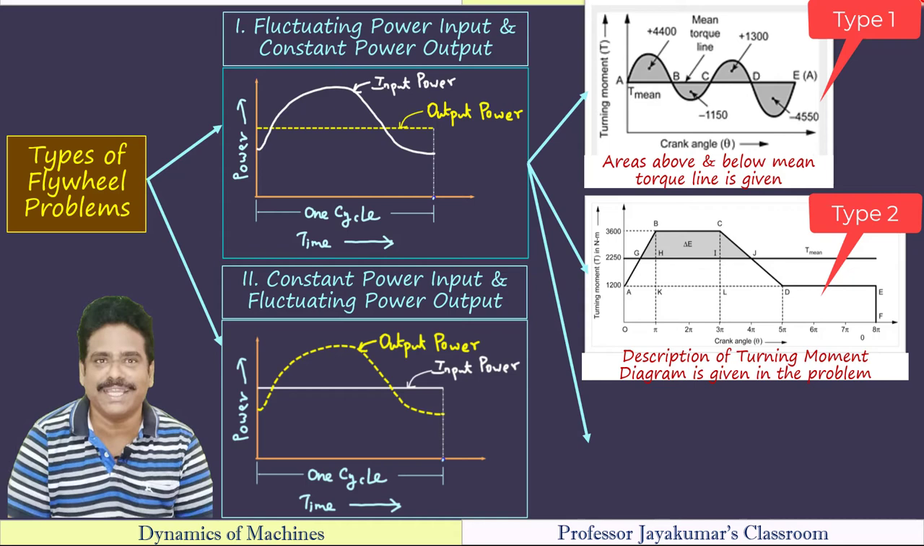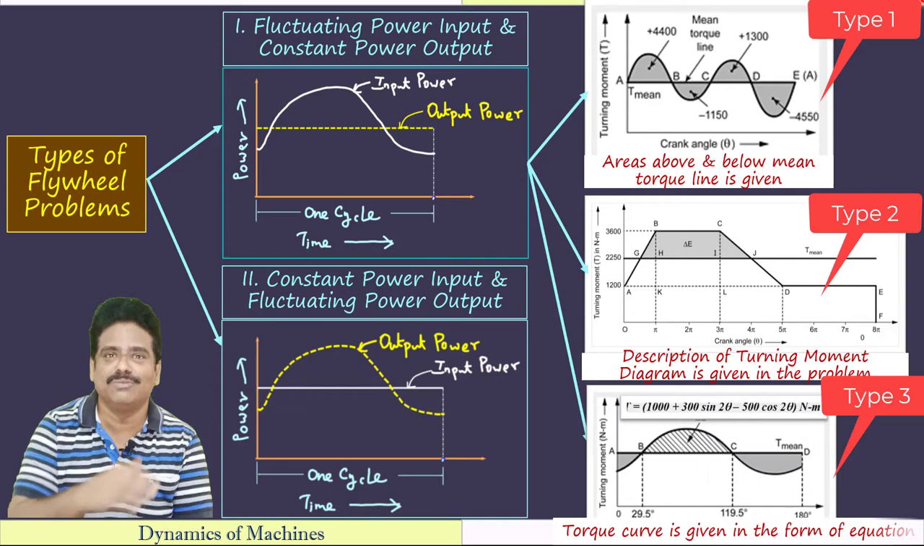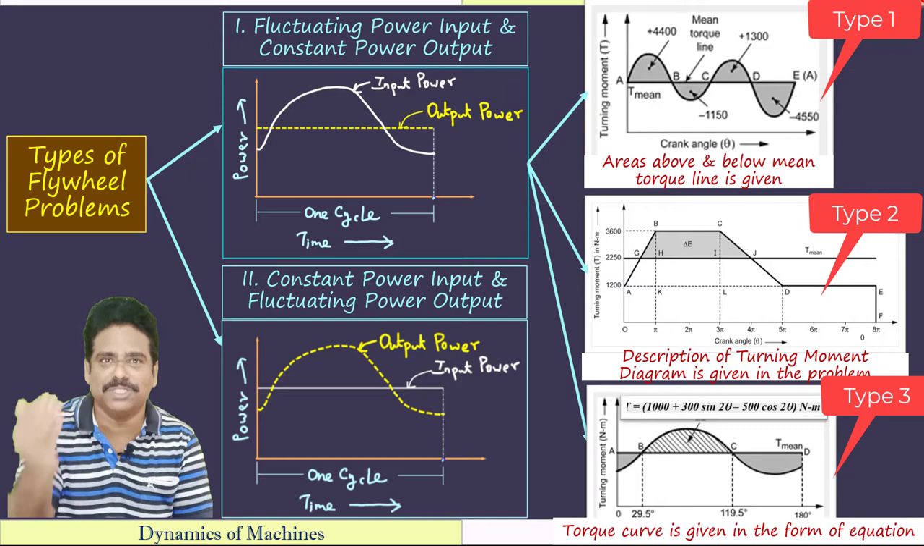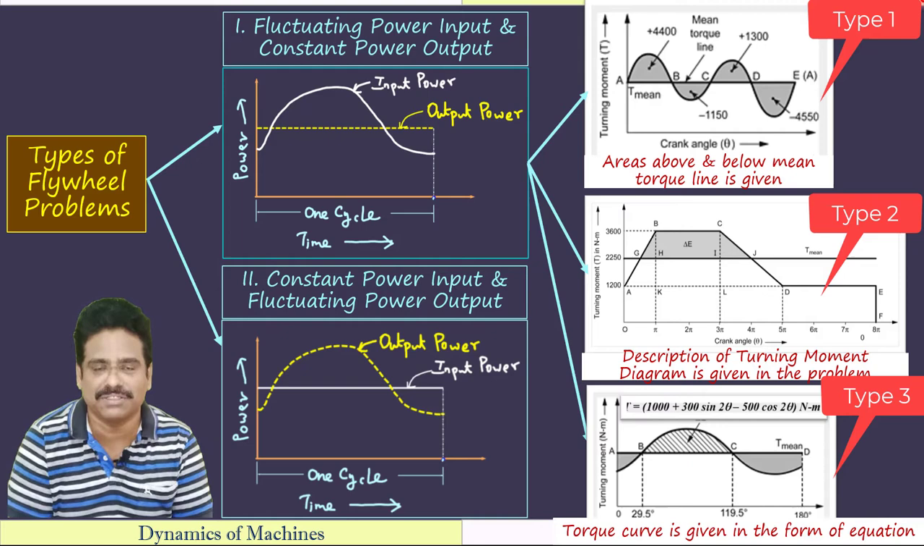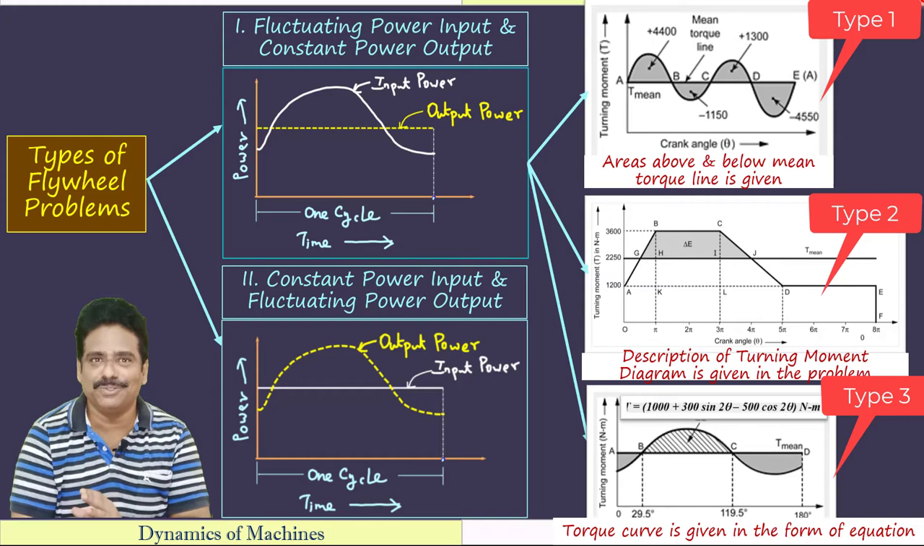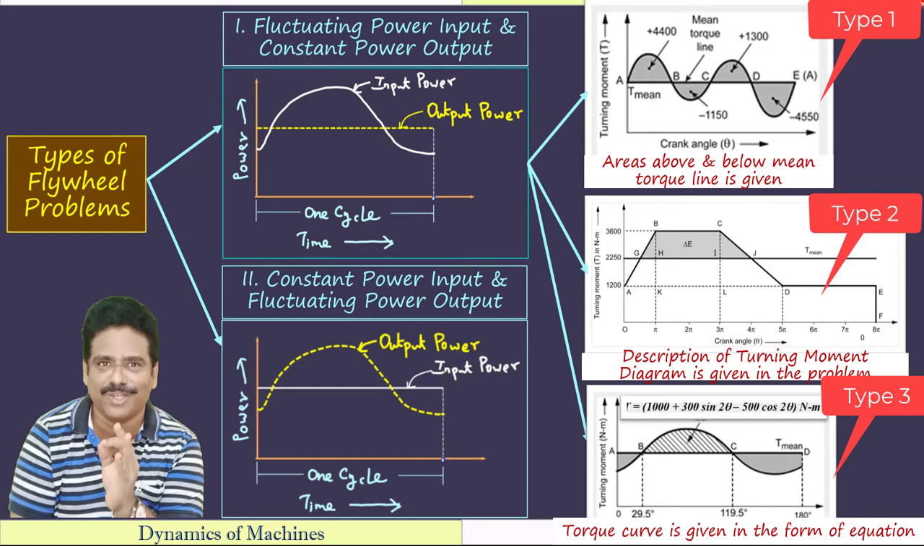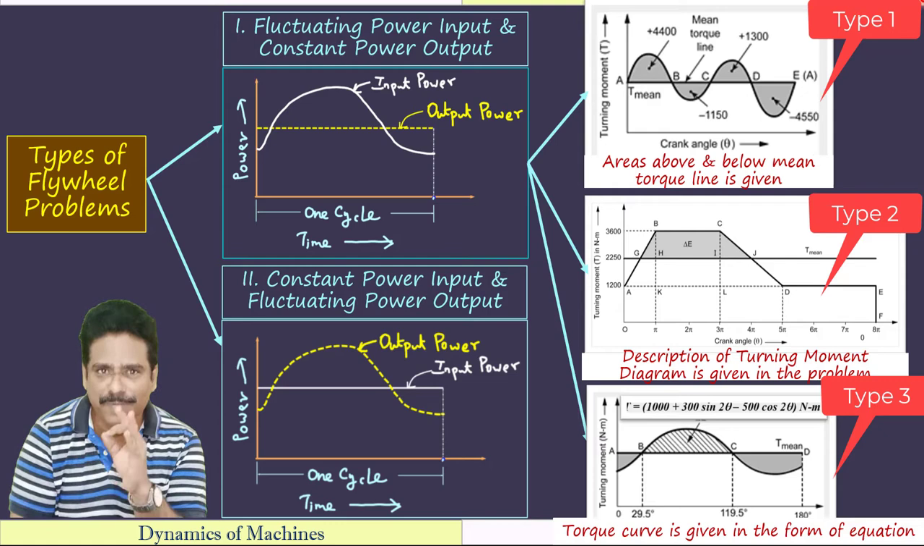Finally, the turning moment diagram is after all a curve which can be described by a mathematical equation. If the turning moment diagram is described by a mathematical equation, we can call that type of problem a type 3 problem. Please mind you, though these are three different types, essentially using the turning moment diagram, we are going to determine the maximum fluctuation of energy. Therefore, in principle, the methodology remains the same.